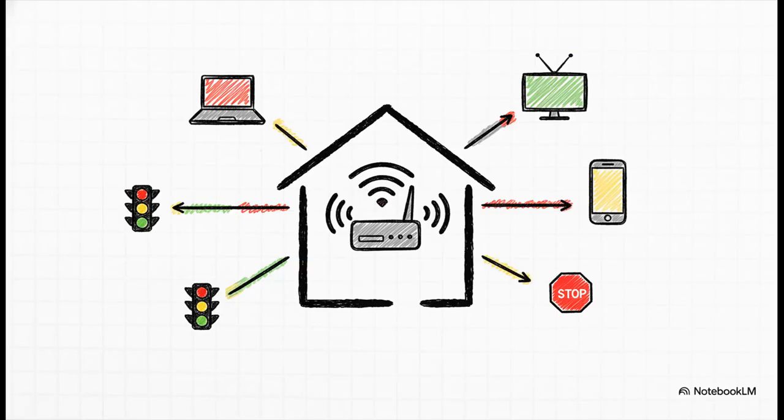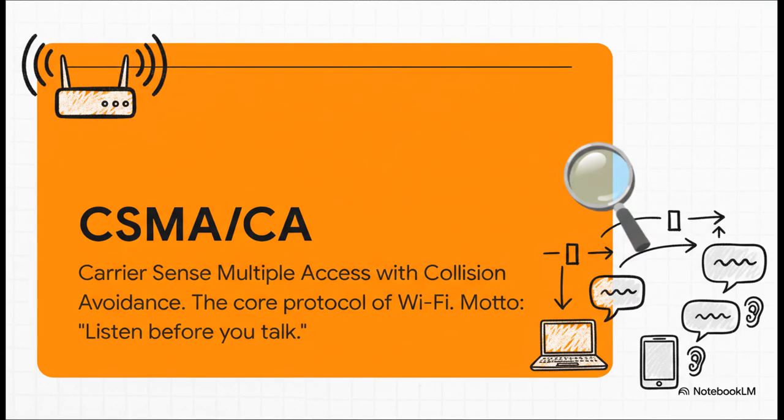Okay, that's enough theory for now. Let's make this real. How does your Wi-Fi router at home use all of these concepts to prevent total pandemonium every single day? Your Wi-Fi network uses a set of traffic rules called CSMA/CA. Now, that name is a total mouthful, but the concept behind it is beautifully simple and honestly kind of polite. Listen before you talk.